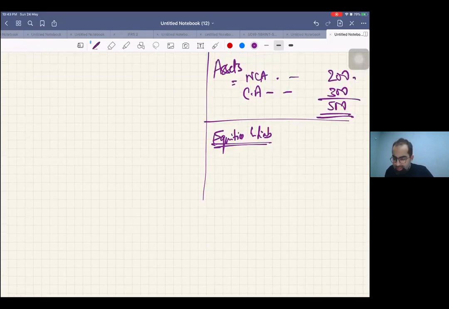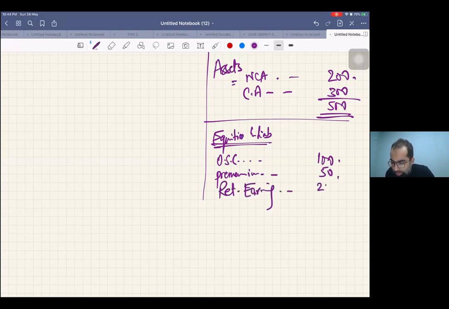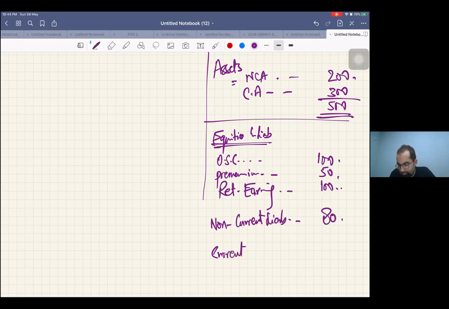In equities and liabilities, you have ordinary share capital, 100. You have share premium, 50. And you have retained earnings of 100, right? Then this is the equity packet, 250. Then you have non-current liabilities or non-current loans of 80, so this is 330. And then you have current liabilities of 170. So that's a balanced SOFP.